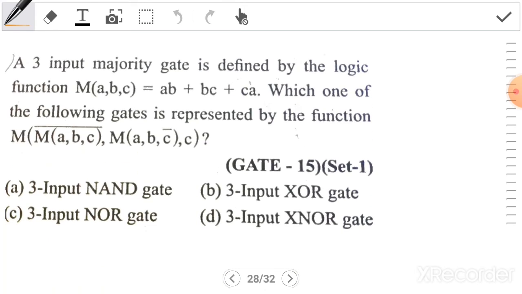A 3-input majority gate is defined by the logic AB plus BC plus CA. Which one of the following gates is represented by the function? Okay.